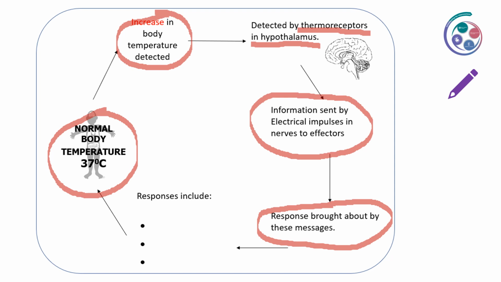So what are these responses? Well, if your temperature has increased, the responses will include sweating, vasodilation, which we're going to talk about in a second, and the third one is decreased metabolic rate. Okay, so familiarise yourself with this flowchart. You are more than welcome to copy this down into your notes, and we are going to have a little look at the responses in more detail, because you cannot simply just write the term sweating or vasodilation. You need to elaborate on this.